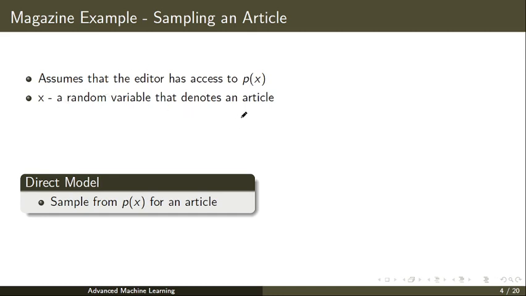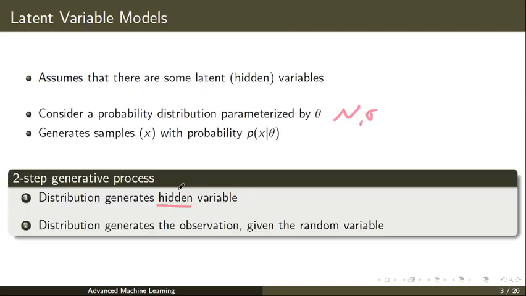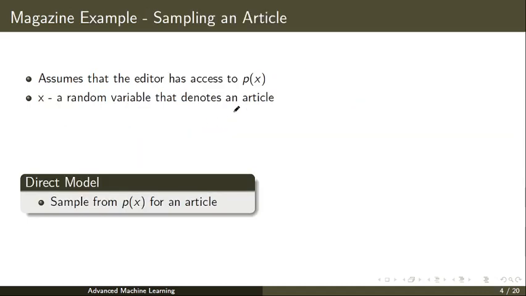X is a random variable that denotes an article. So what is the probability that this article will get selected? Correspondingly, some of the articles will get selected. So that is a direct model: sample from P of X for an article, or sample from P of X given some parameter. That is the direct way of doing it, the direct model.